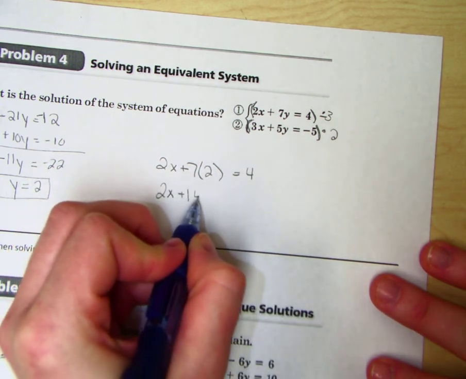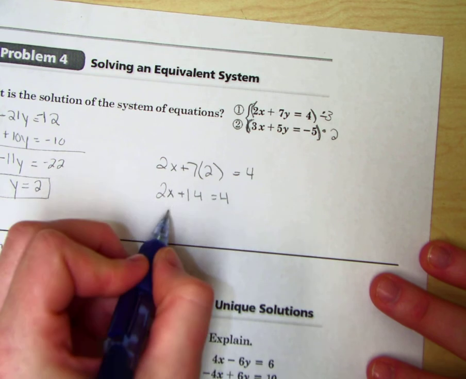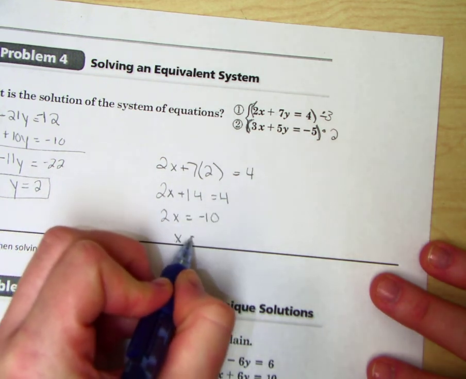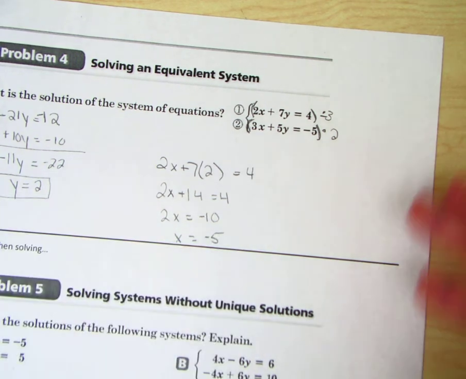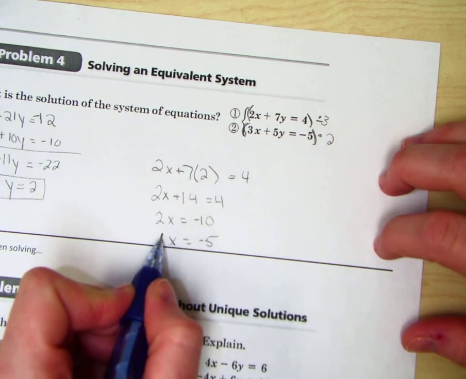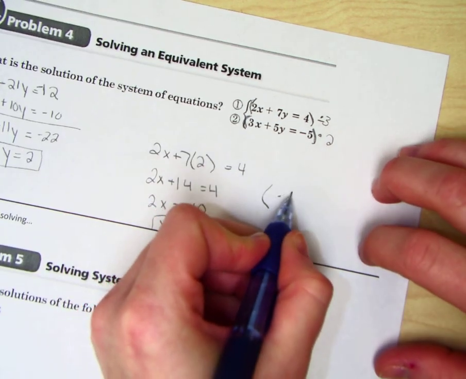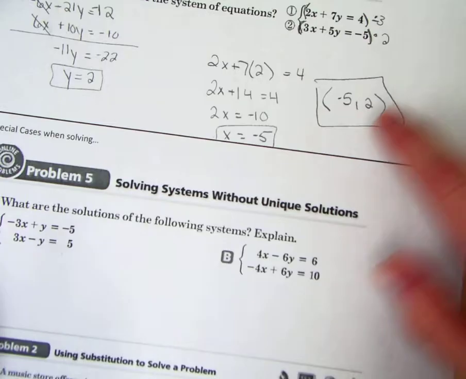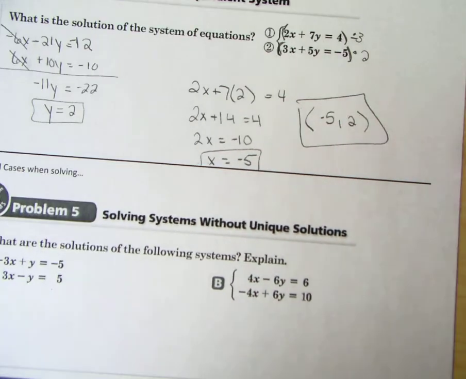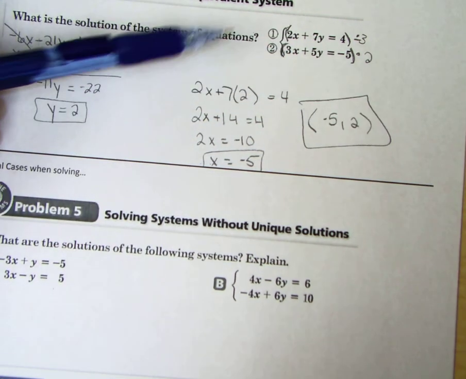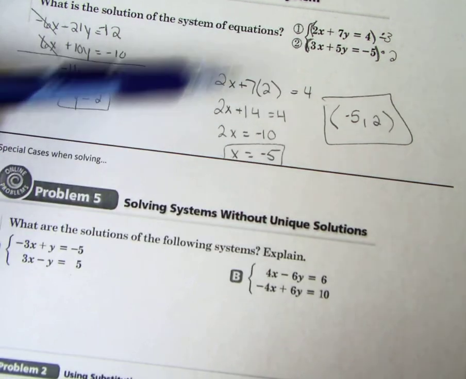7 times 2 is 14. Subtract 14, you get negative 10. Divide by 2, x is negative 5. Write your answer as an ordered pair, negative 5, 2. You could plug that in, negative 5 in for x and 2 in for y, and you will see on the top equation, the left will be 4, and the bottom equation, the left should equal negative 5.